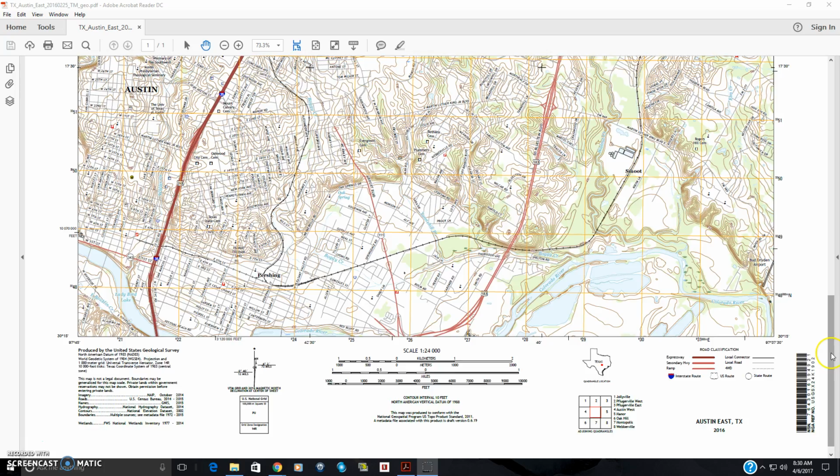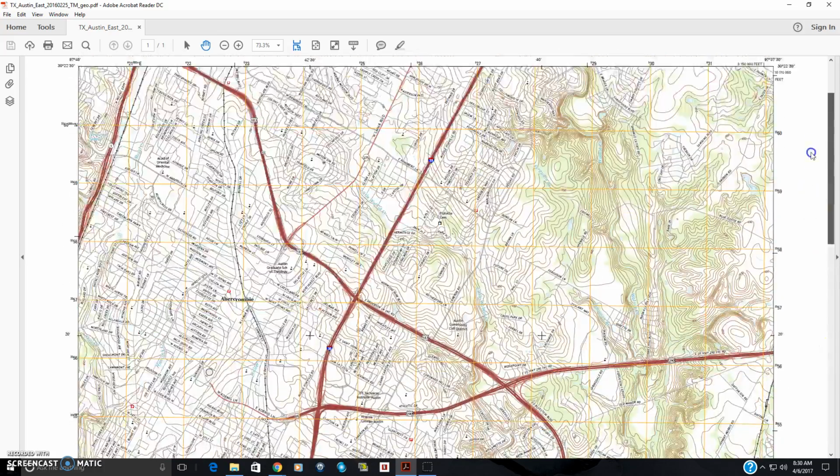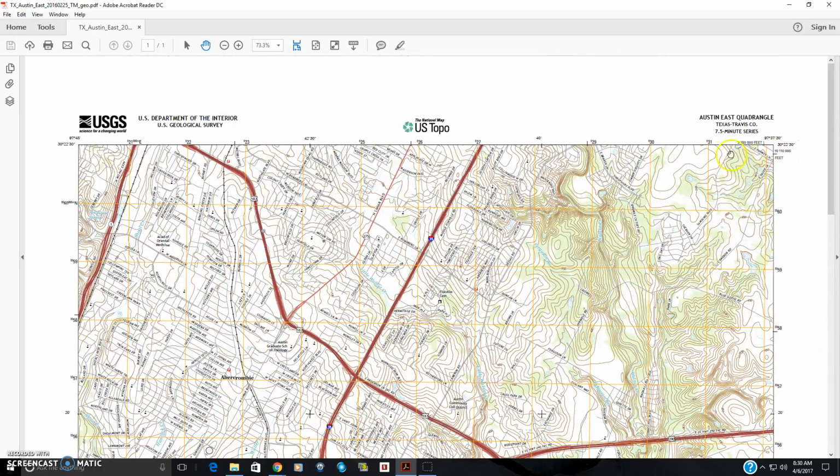Now I can scroll up too and see the top of the map and determine the latitude of the northern boundary. And do you see which numbers are the same here? This one is 30 degrees, 22 minutes, 30 seconds. It's the same over here. That's telling me that that is the latitude of my northern boundary.